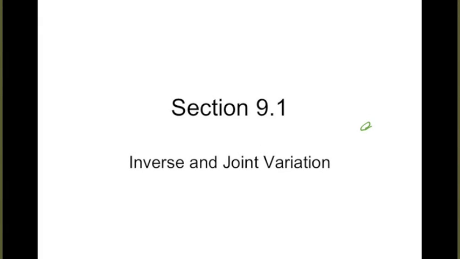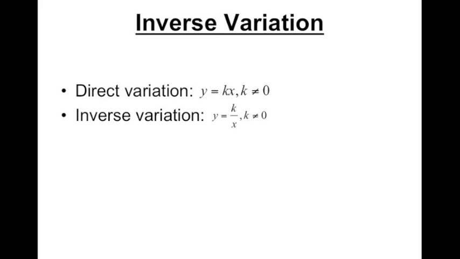Alright, in this section we're going to talk about something called inverse and joint variation. We're also going to need to go back and hit something called direct variation, which was introduced quite a long time ago in the course and probably has been forgotten. So we're going to go back and hit that idea again as well.